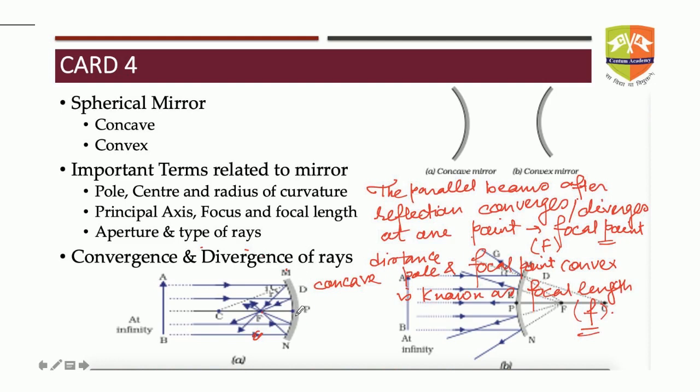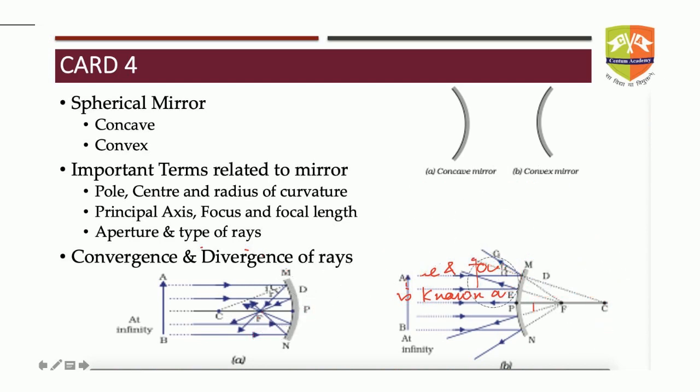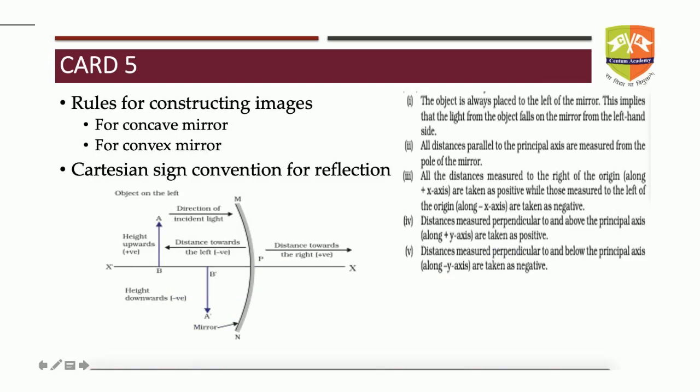Now, what are the different important terms? The different important terms of any particular mirror, the first one is aperture. I'm writing here; please, if you want to write with me, write it down. Aperture means portion available for reflection. If you look here, the portion available for reflection is MPN. So it is nothing but MPN.